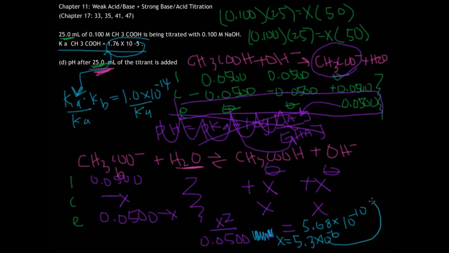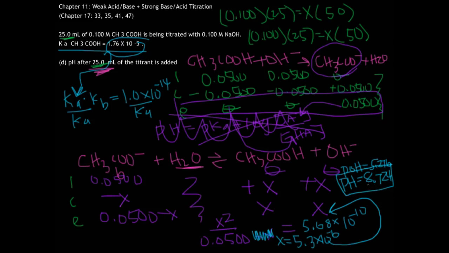Well, that's great because x is OH minus. So I'm sorry, I'm running out of room and I don't have more space for this problem. So pOH is the opposite of the log of 5.3 times 10 to the negative 6, because that's OH minus. So it looks like I got my pOH to be 5.276. And you take this number, you subtract it from 14, and my pH is 8.724.